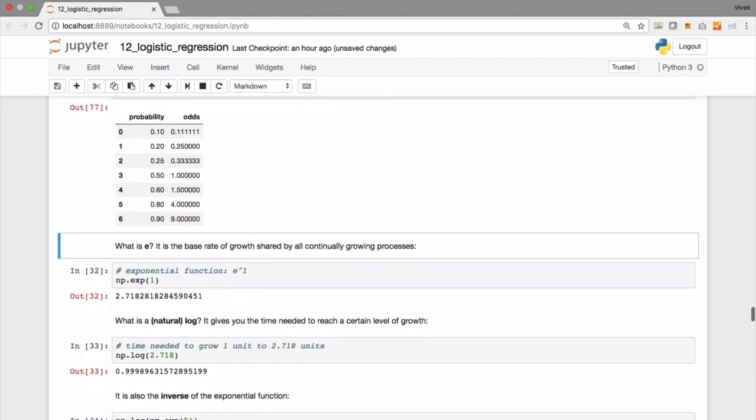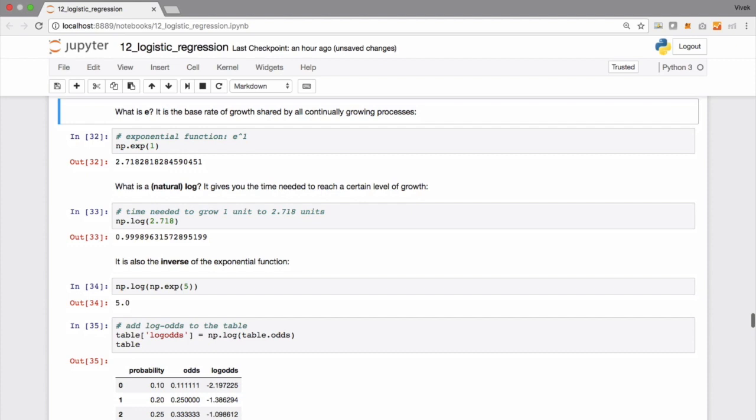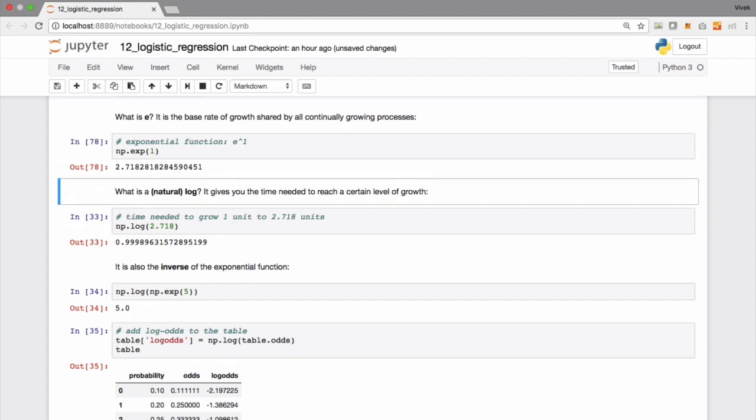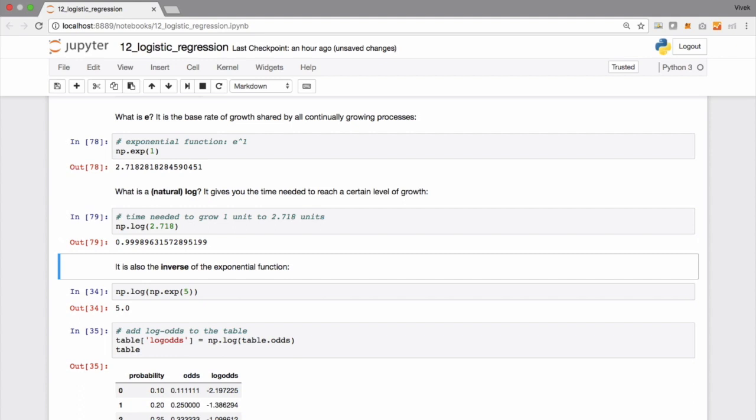Next, we try to understand what is e, or exponential. It is, of course, something that you've seen in mathematics, the base rate of growth shared by all continually growing processes. So if I were to see what is e to the power 1, I'll get a value of something like this, 2.72 approx. What is a natural logarithm? It gives you the time needed to reach a certain level of growth. So the time needed to grow 1 unit to 2.718 units will be the natural logarithm of 2.718, which is close to 1.